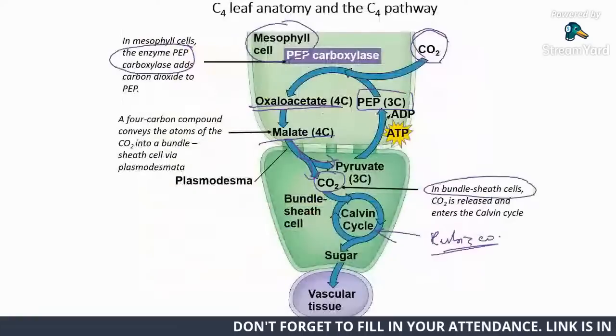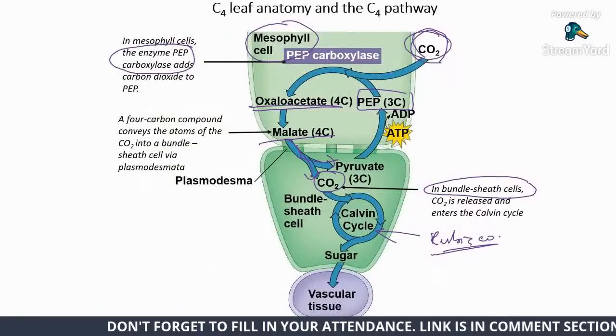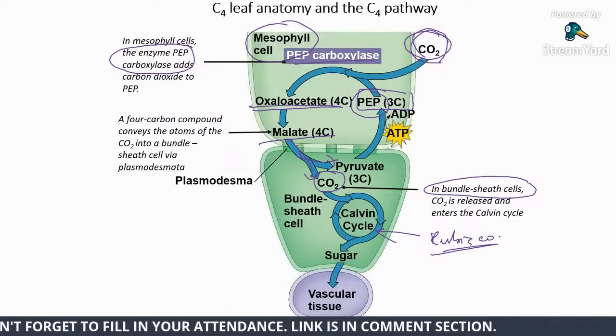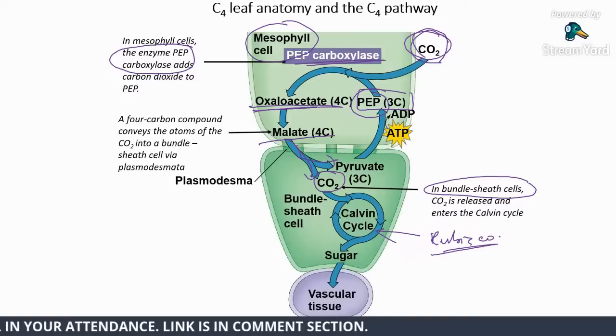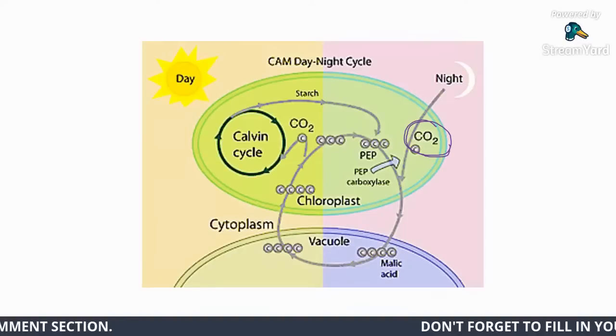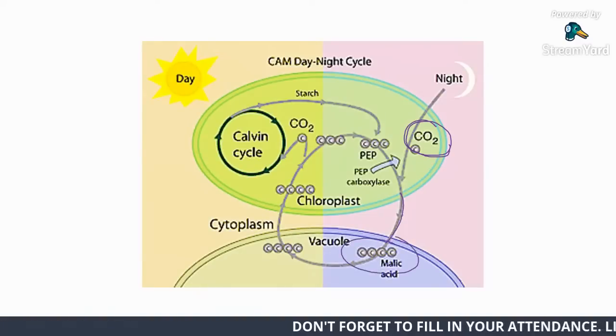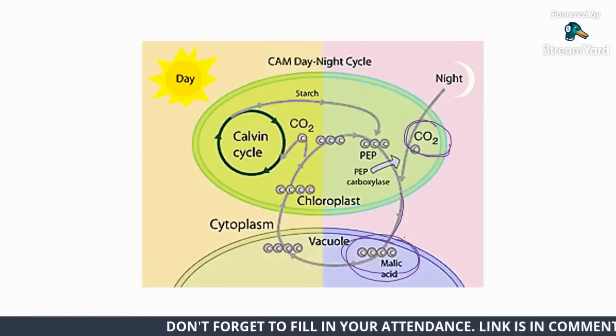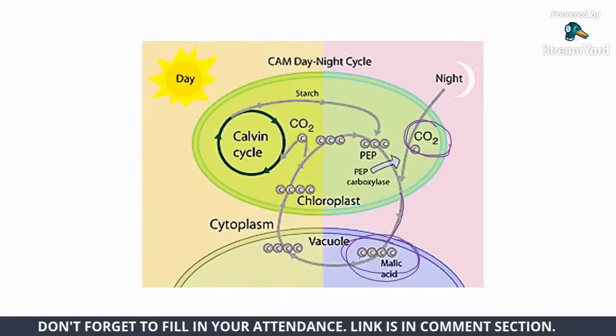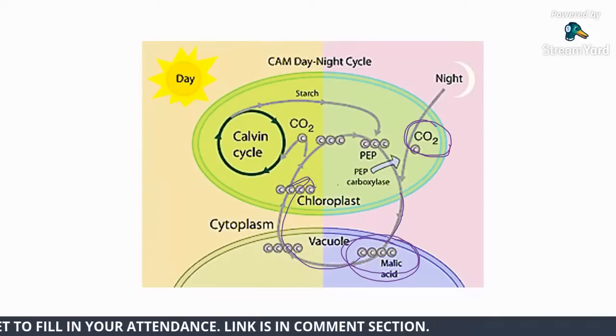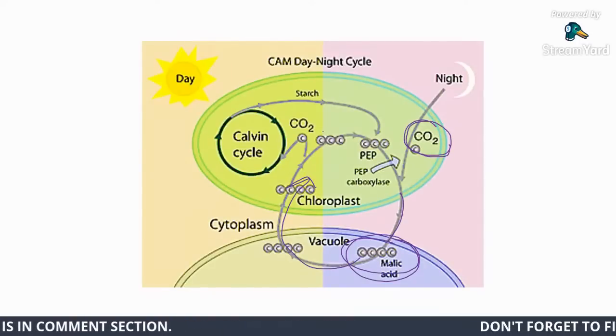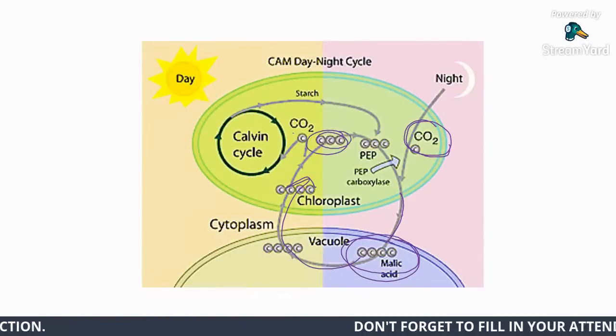Sama je sebenarnya pathway macam yang ni, fix CO2 dalam PEP by PEP carboxylase, dia form oxaloacetate and then dia form malate, right? And you can see malate is stored in vacuole as organic acid, right? And esoknya barulah malate tu keluar balik daripada vacuole masuk dalam chloroplast and then dia akan separate into pyruvate and CO2.